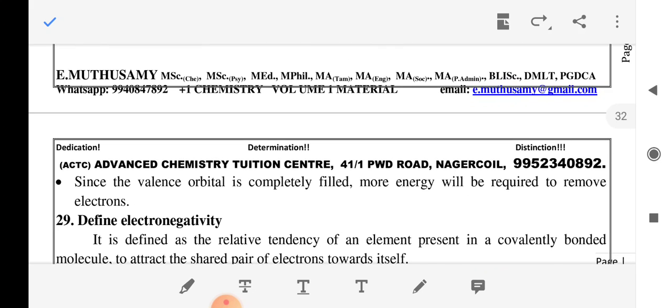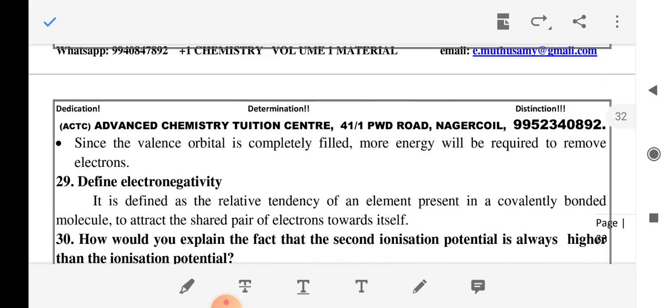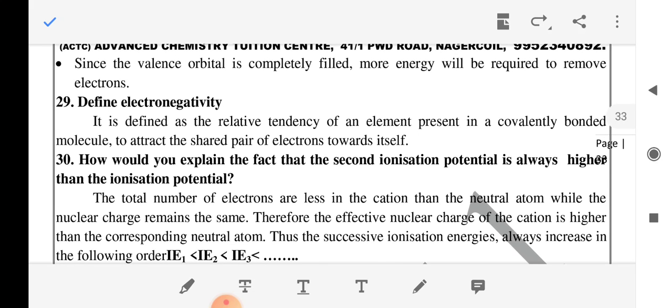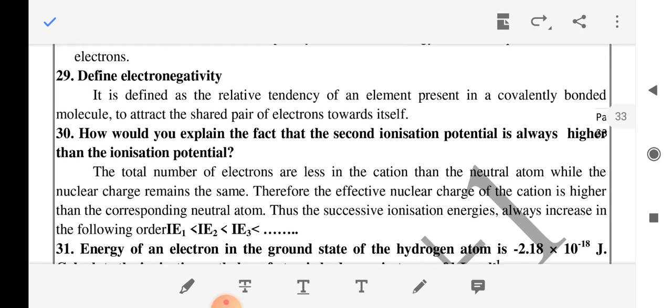Then the third one: define electronegativity. What is electronegativity? Electronegativity is defined as the relative tendency of an element present in a covalently bonded molecule to attract the shared pair of electrons towards itself. That is called electronegativity.